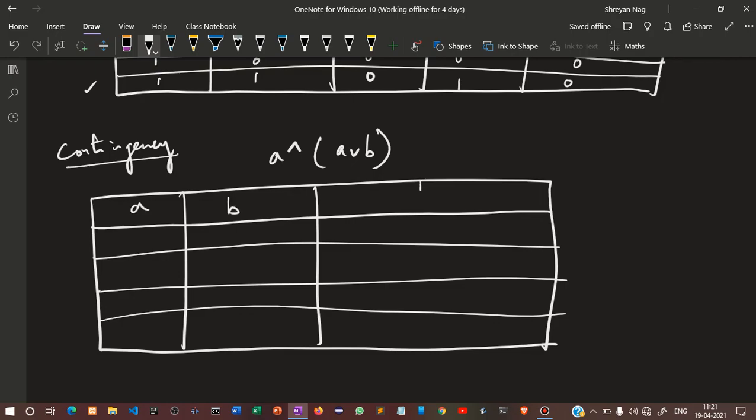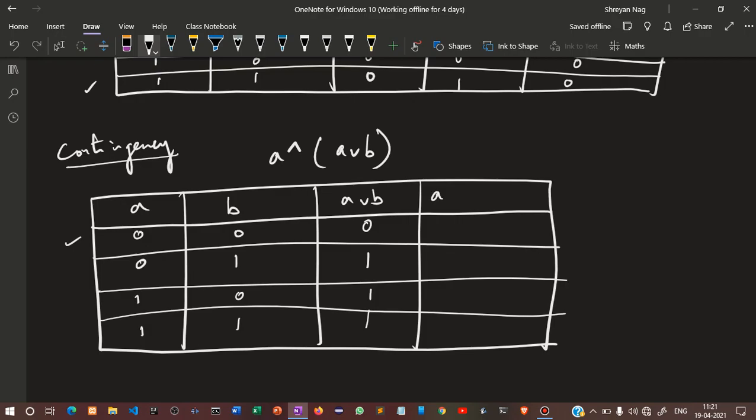So A, B, and A disjunction B. Let us do this: 0 1 0 1, 0 0 1 1. This is disjunction. Disjunction is saying that if any one of them is true, then the output is true. So the first one, neither of them is true, so it is false. The remaining part is true.